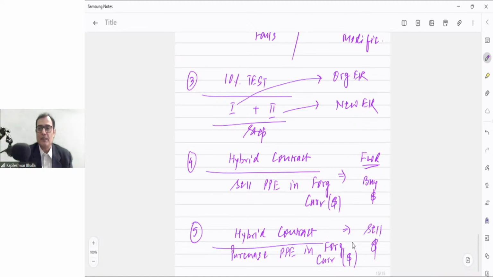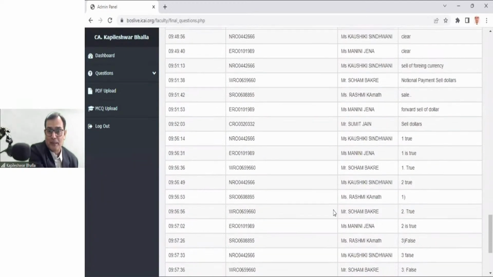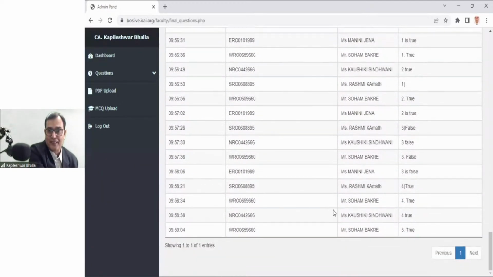So I think these are the 5 questions, and I'm sure I've started getting answers on that as well. Yes, I am. I think Rashmi, Shobham, Manini are already giving answers on that. I like it, Shobham. Wonderful indeed.